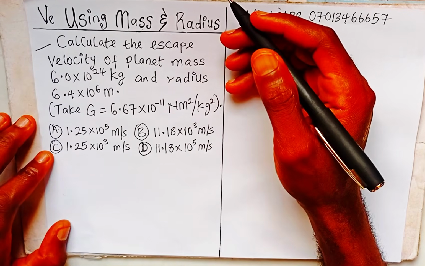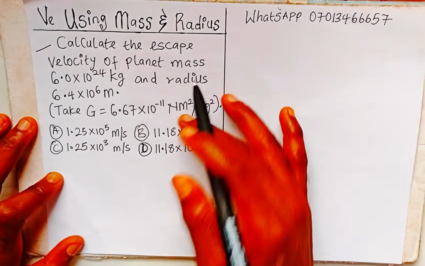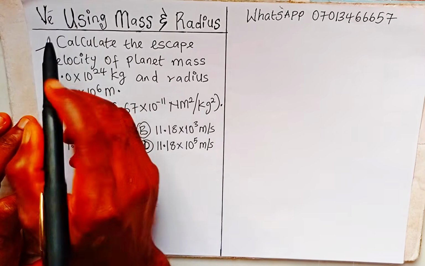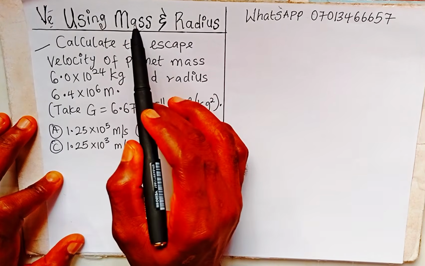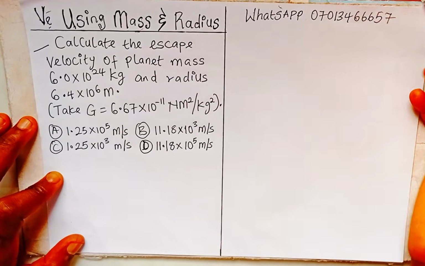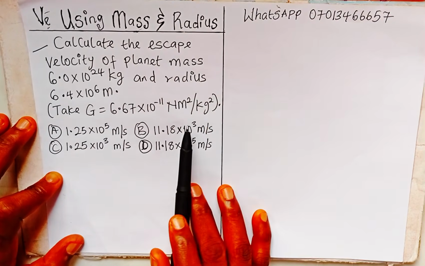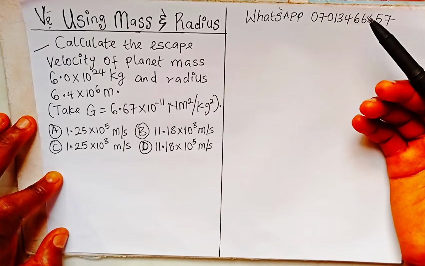JAMB 2026 candidates, we are still blasting the JAMB syllabus, all the high yields, the ones they commonly set. And the next topic is escape velocity. This E stands for escape. Escape velocity using mass and radius. Remember, the last one we treated was using the escape velocity of the Earth. Now we are using mass and radius. We are using the formula of escape velocity according to its definition, and not from derivation.